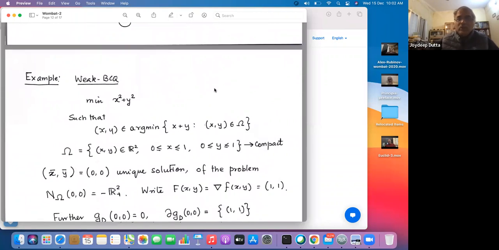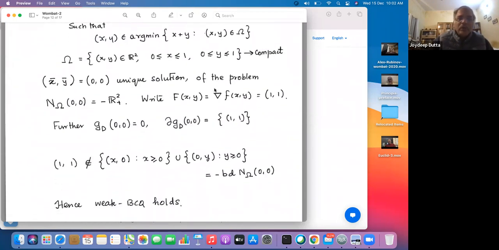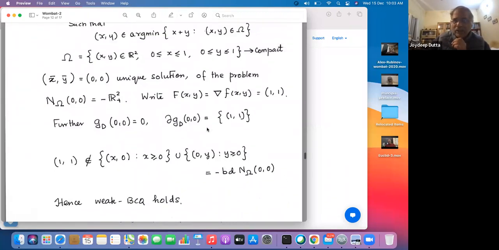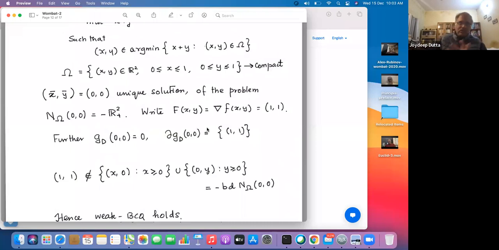Now, what happened to this weak BCQ? Does it really hold? Here is an example where we show that weak BCQ actually holds, that the intersection of the subdifferential of GD and the negative of the boundary of the normal cone is actually empty. This is not a very difficult example, quite a simple example to go through.